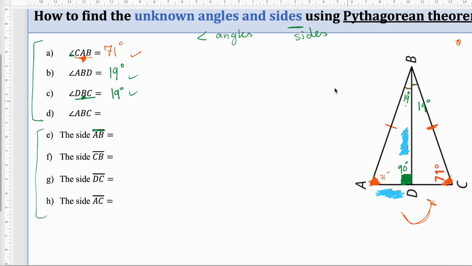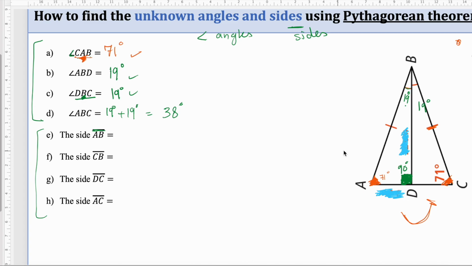ABC, they want, let me erase this one. They want the angle ABC. They want the whole B, all of it, not the left side, not the right side, from A to B to C. So they want the whole thing. How can I find the whole thing? It's basically 19 plus 19, right side and left side, which is 38. That's it. So we found all angles.